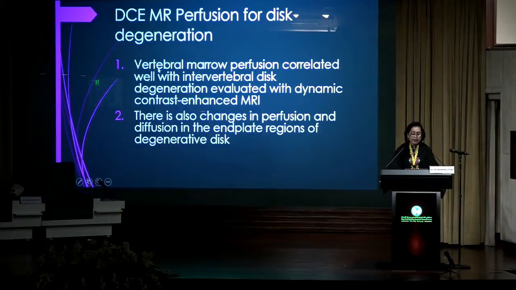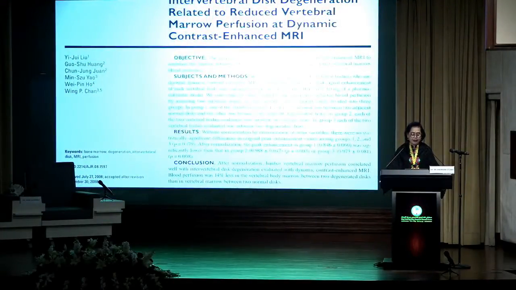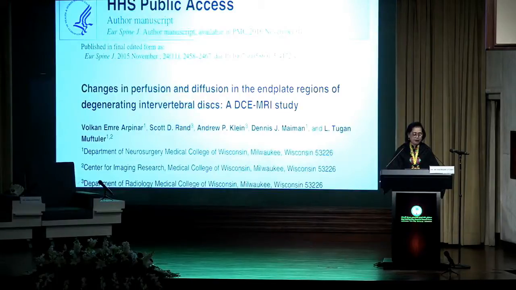First, we can see vertebral marrow perfusion. This correlated well with intervertebral disc degeneration that was evaluated with dynamic contrast enhanced MRI. And there are also changes in perfusion and diffusion in the end plate regions of degenerative disc. So what we see here, this publication about intervertebral disc degeneration that is related to reduced vertebral marrow perfusion in dynamic contrast enhanced MRI. And also these changes in perfusion and diffusion in the end plate regions of degenerating intervertebral disc in dynamic contrast enhanced MR study.